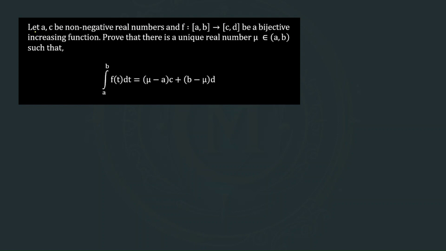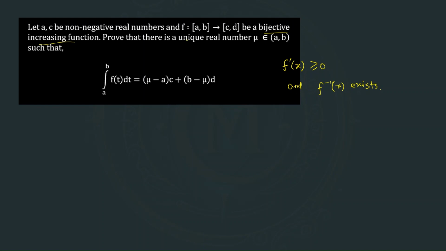The next question says that let a, c be non-negative real numbers and f defined from the closed interval a comma b to c comma d be a bijective increasing function. Okay, so it is a bijective increasing function. That means f dash x is greater than equal to 0 and f inverse x exists.